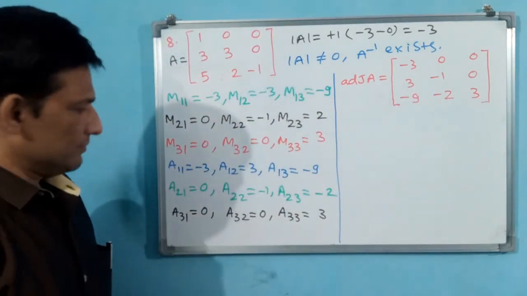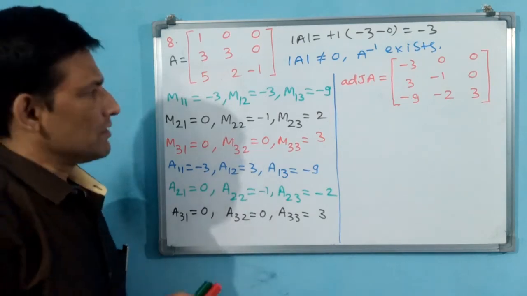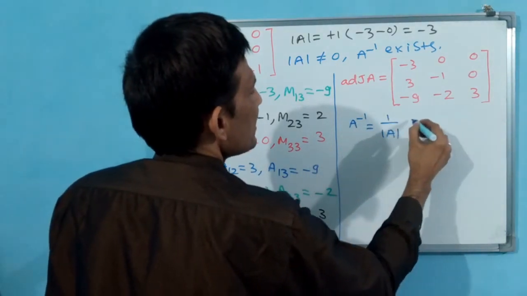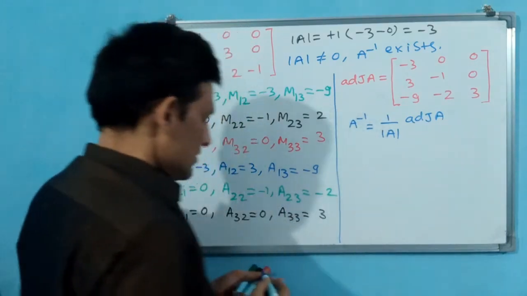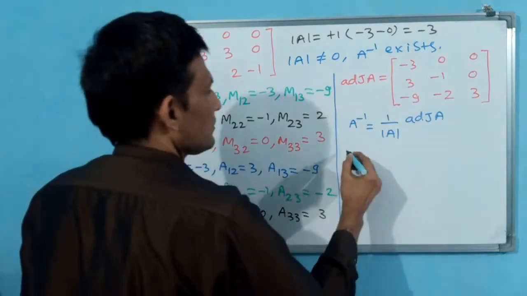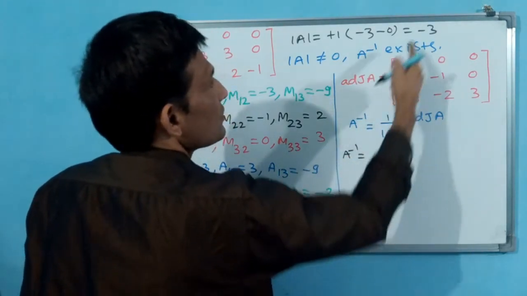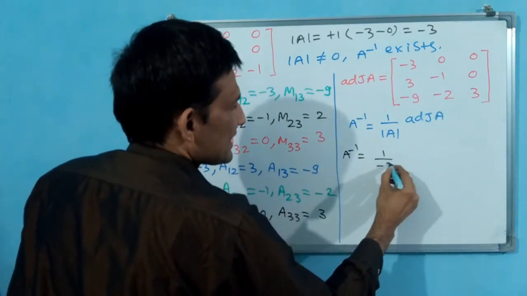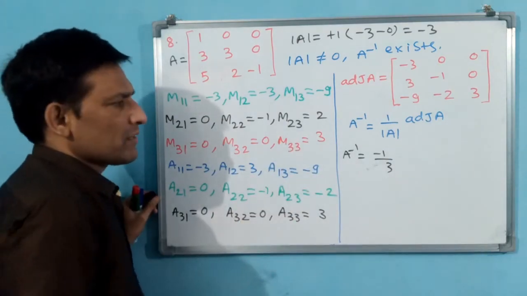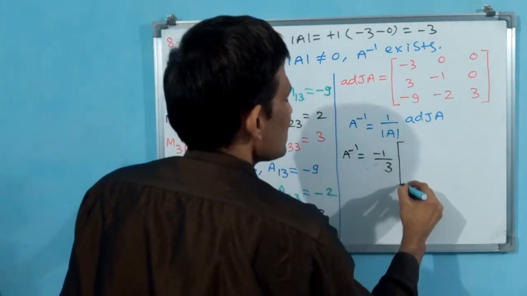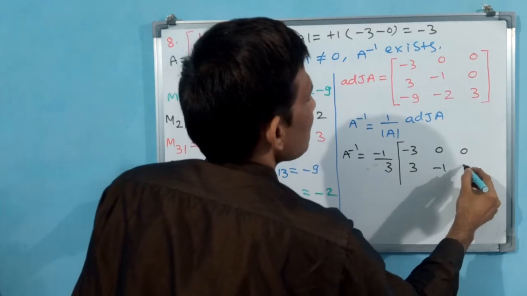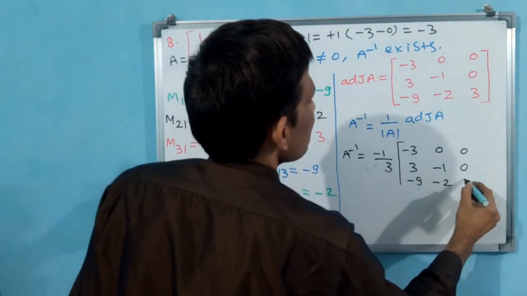Now you write the formula for A inverse. A inverse is equal to 1 by determinant A into adjoint A. This is the formula. Write down then A inverse, because you have determinant and adjoint both. A inverse is equal to, see, -3 has come. Rather than 1 by -3, shall I write -1 by 3? Because I am going to transfer this to the numerator. -1 by 3 into adjoint A: -3, 0, 0, 3, -1, 0, -9, -2, 3.